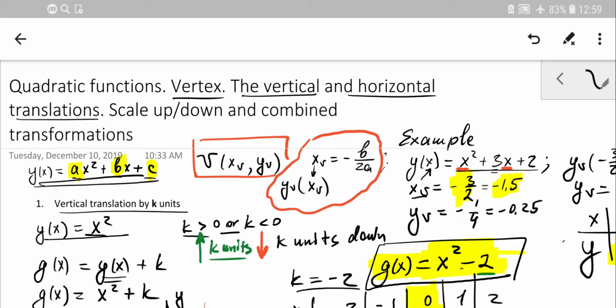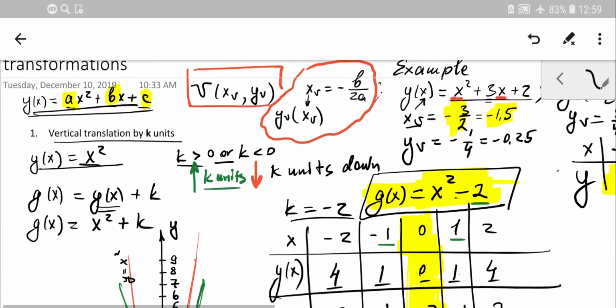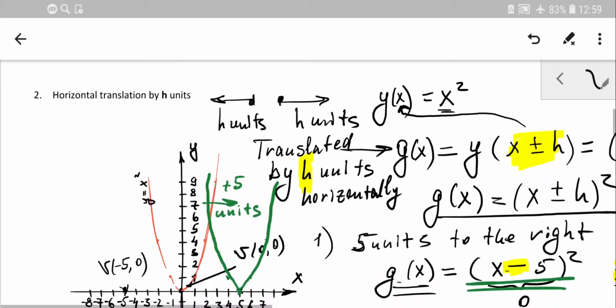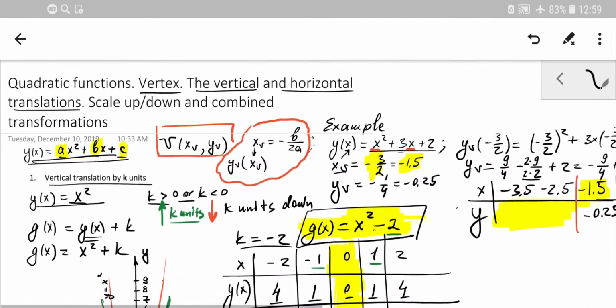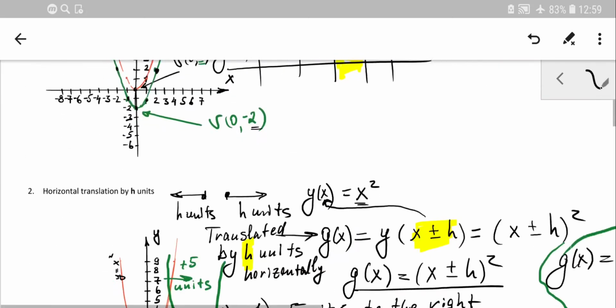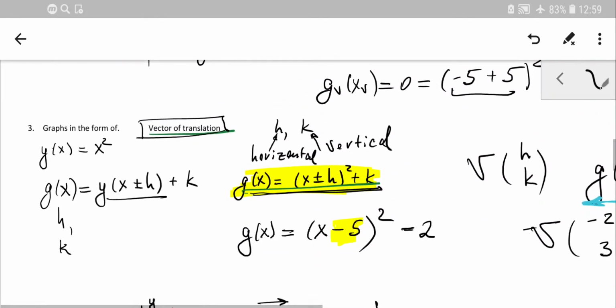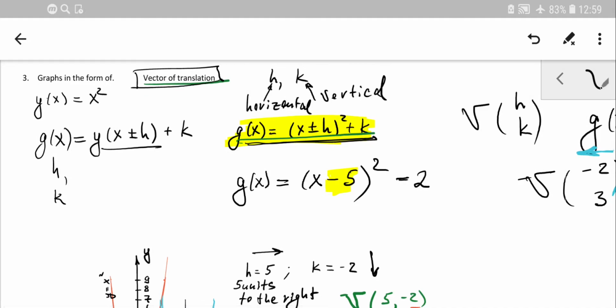And in the previous two videos, we discussed the vertical and horizontal translation, so vertical translation by k units, and horizontal translation also by h units. We also considered the vector of translations, that simply represents the combination of vertical and horizontal translation. So horizontal by h units and vertical by k units, and hence we arrive at the general form where we might have x plus or minus h squared plus k.